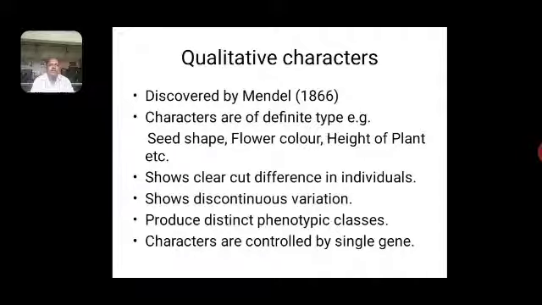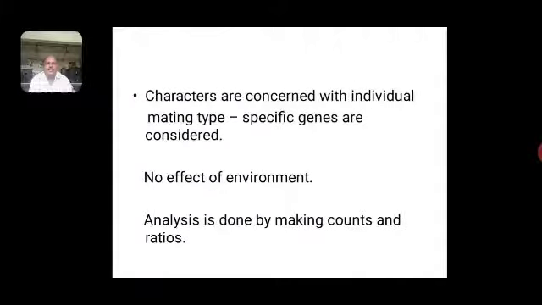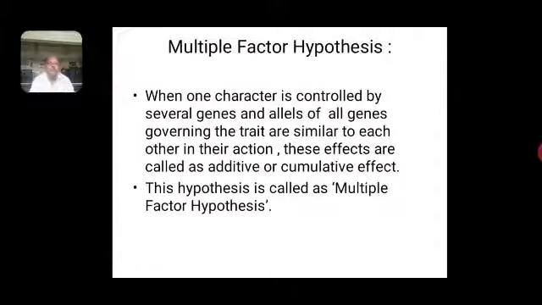So as we know, in whatever studies Mendel has done, fortunately he selected such characters which were located on different chromosomes, and therefore these characters are controlled by single genes, while in the earlier case they were controlled by many genes. These characters are concerned with individual mating type, that is, specific genes are considered. There is no effect of environment, this is most important, and analysis is done by making counts and ratios. So this was the first topic, and I expect that all of you have understood the different factors from this.